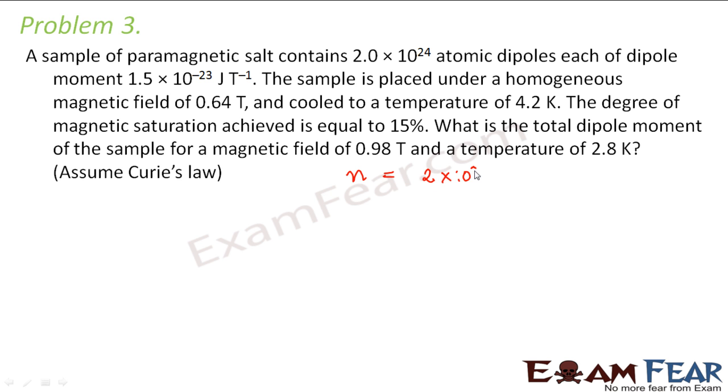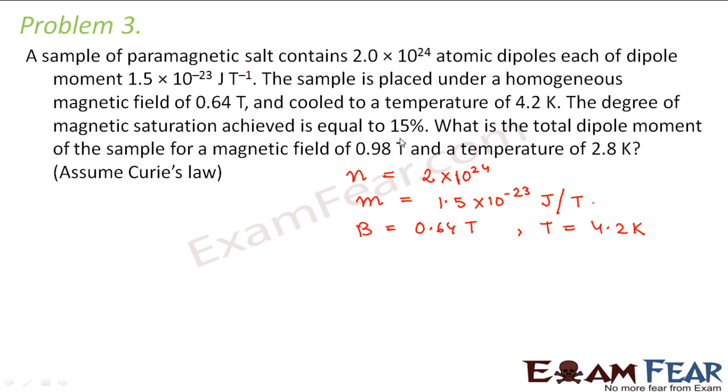2 into 10 to the power 24. And the magnetic dipole of each of them is 1.5 into 10 to the power minus 23 joule per Tesla. The sample is placed under a homogeneous magnetic field of 0.64 Tesla and cooled to a temperature of 4.2 Kelvin. The degree of magnetic saturation achieved is equal to 15%.